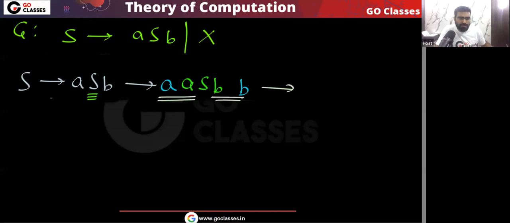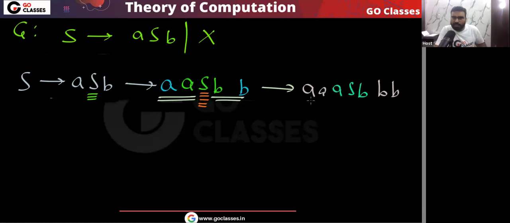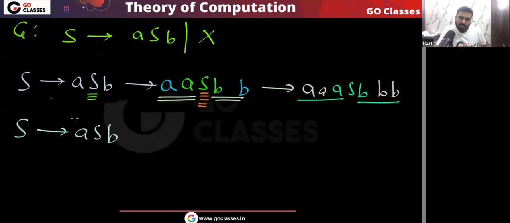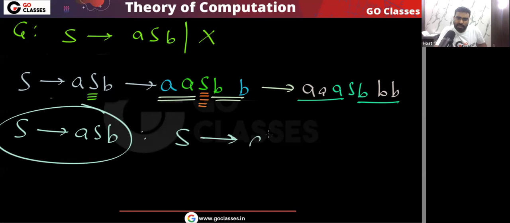Okay, similarly remember, if I replace this S with again aSb, then already I have double a, double b. And if I replace this S with aSb, then you will get a power 3 b power 3. So basically what I am saying is that this S going to aSb, if you look at this rule, this rule will generate a power n S b power n. Okay, is this clear? Yeah, so this is the correct idea. So this is what it will generate.